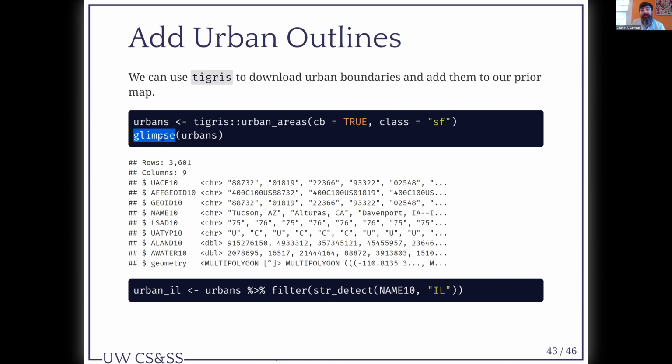And then I can glimpse this urbans data. I take a look at it. We see things like urban area of Tucson, Arizona, Altaros, California, Davenport, Iowa, blah, blah, blah. The only thing I care about is stuff in Illinois. So I look at the format of this, where it all ends in state names like this and they're capitalized. And I just say, I'm going to get only the Illinois urban areas by taking my urbans and filtering down to str_detect in NAME10, that's the name column here, to capital IL. I don't think anything outside of the state of Illinois is going to be represented by capital IL unless I pre-capitalize these names. I didn't, and it works. So we can filter down to Illinois.